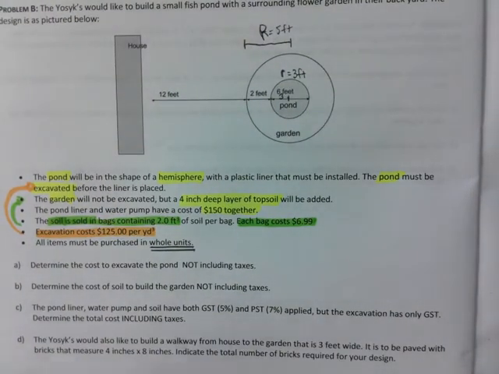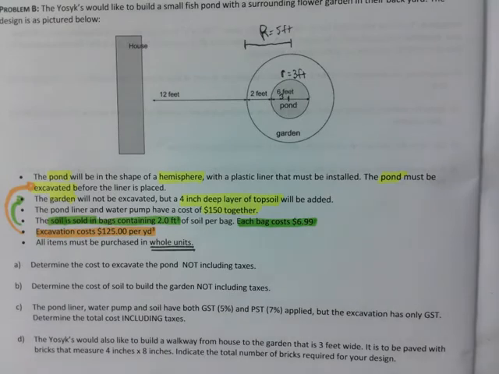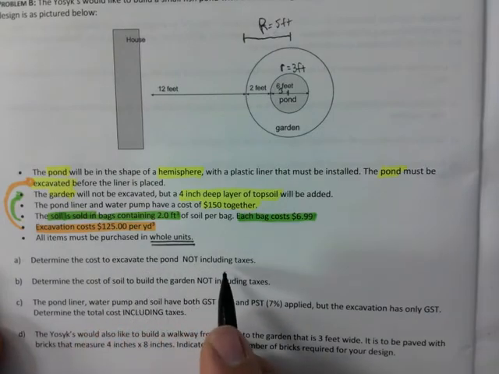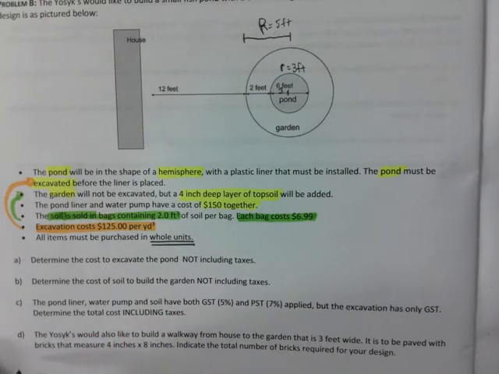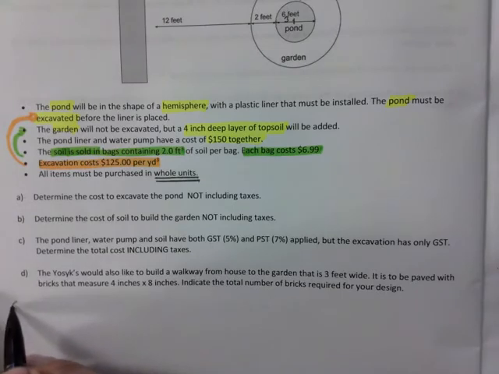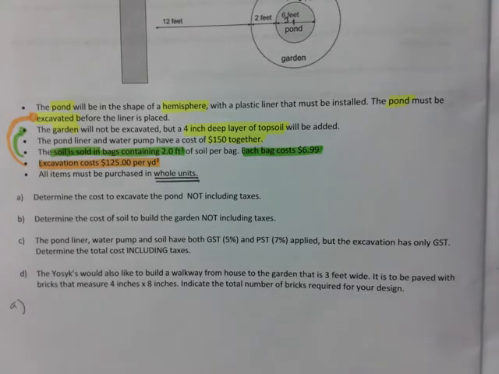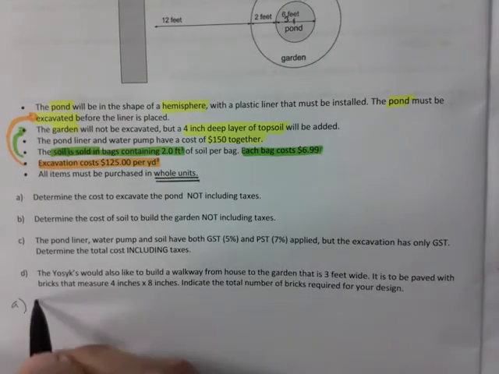Okay. So determine the cost to excavate. I think I only have 5 minutes. So I'm going to try my best here to do most of it, and then you'll take over. Okay. The cost to excavate the pond, not including taxes. So we're not going to worry about taxes. So A, write this down. What shape is the pond again? Hemisphere. What are we going to calculate? Surface area or volume? Volume, because we're excavating. So it's volume.